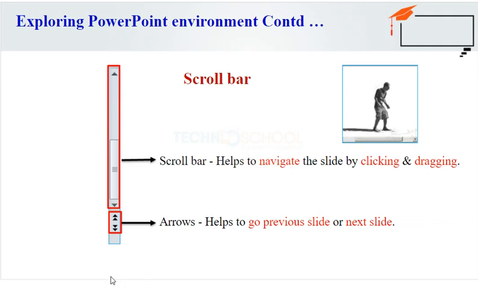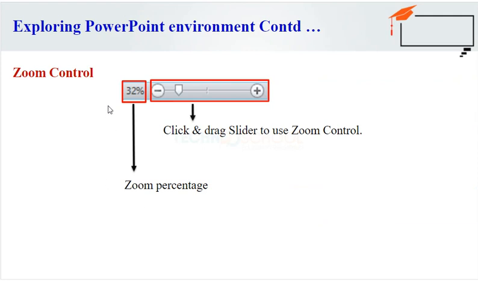So next is the scroll bar. See, this is the scroll bar. This scroll bar helps to navigate the slides either by clicking or tracking. Under that, these are the arrows. This one helps to preview the previous slide or the next slide.